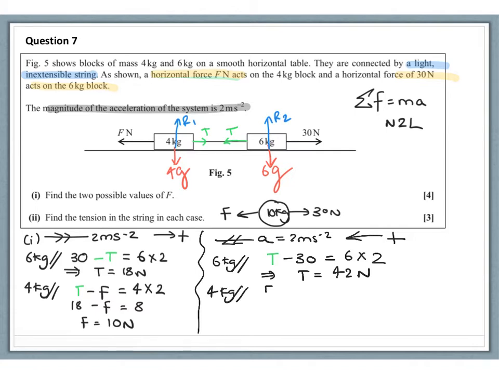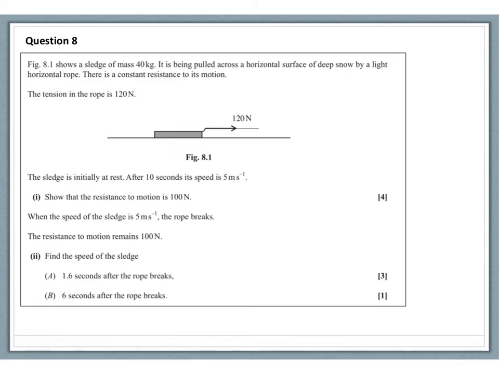I've got F going to the left in the positive direction, T going to the right in the opposite direction, equals the mass 4 multiplied by the acceleration 2. We know that T is equal to 42, so this rearranges to give us F equals 50 newtons, and you can then see clearly F is bigger than the 30 newton force, which is why the system accelerates to the left.